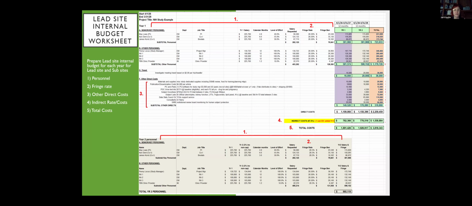The first part is the Yale part, and then we're going to talk about the sites that are going to be your sub sites. But this will be an example. So these names are all made up and their salaries are all made up.